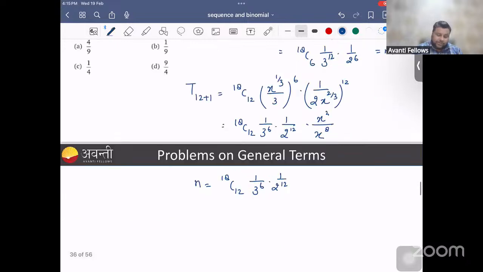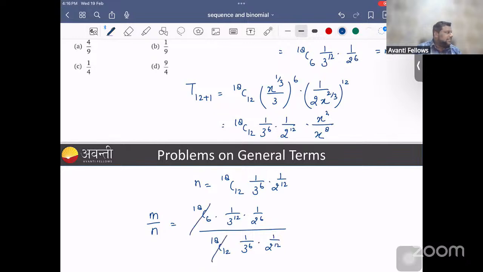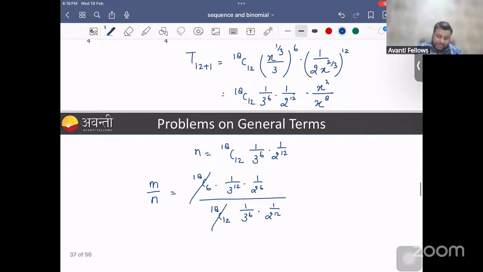Correct? Now they are asking you for m upon n. m upon n is 18C6, 1 upon 3 to the power 12, 1 upon 2 to the power 6, divided by 18C12, 1 upon 3 to the power 6 into 1 upon 2 to the power 12. Now, if you remember, this 18C6 is cancelled by 18C12. So what am I left with? 2 to the power 6 upon 3 to the power 6.